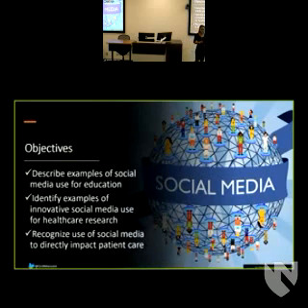And then I want to make sure that we have an opportunity to consider where we are using social media in UNMC and how we're using it, and some ideas for how groups can consider the use of social media for patient engagement and research a little bit more efficiently.